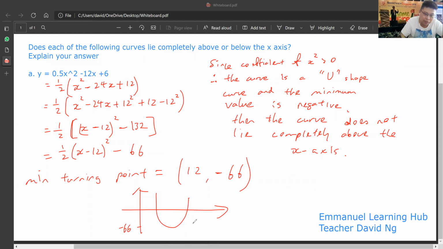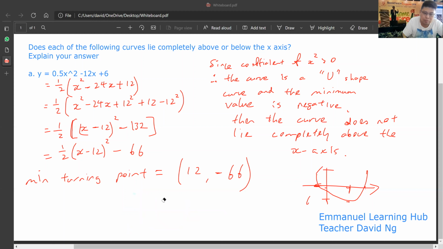The curve would look like that, either like that or like that. 12 and negative 66. It could be like that. It's negative 66, that means it definitely will cut, either here or here. You have to investigate further by substituting y is 0, then you find your root.